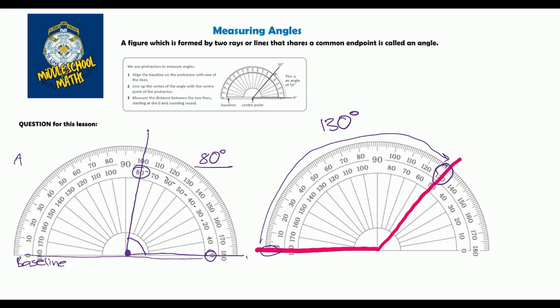So key takeaways from this is making sure that you align the angle with the baseline of the protractor, you put the vertex of the angle in the center point, and then you measure the distance between the two lines by starting at the 0 and counting around until you intersect with the line.